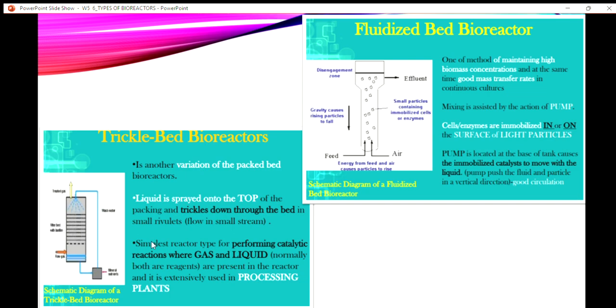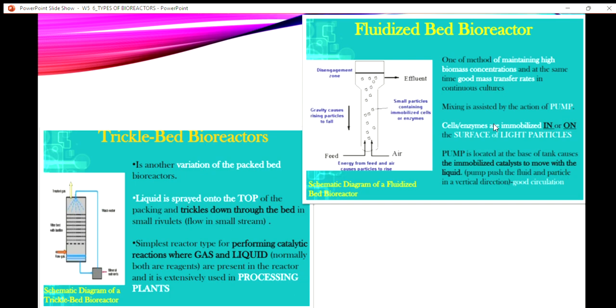Okay, so this is the simplest reactor type for performing catalytic reaction where gas and liquid are present in the reactor, and it is extensively used in processing plants. Maksudnya ada gas kat sini. Ini liquid ke bawah. Okay, gas dia akan ke atas. So that is where mass interaction or transfer occurs here slowly.